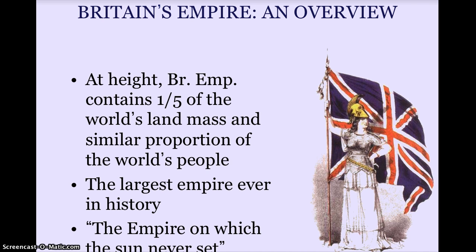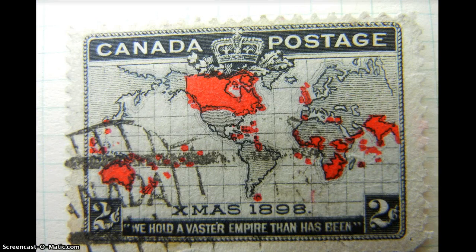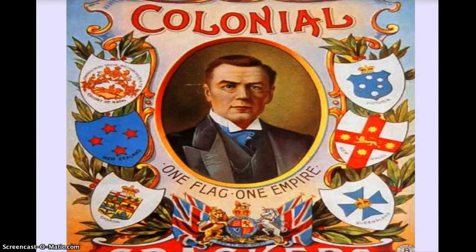A couple of images here which relate to the British Empire, which was described as the empire on which the sun never set, because it had territory throughout the world in every single time zone, as you can see illustrated in this 1898 commemorative postage stamp from Canada, which, of course, if you go to Canada, they still have the Queen's head on their money.